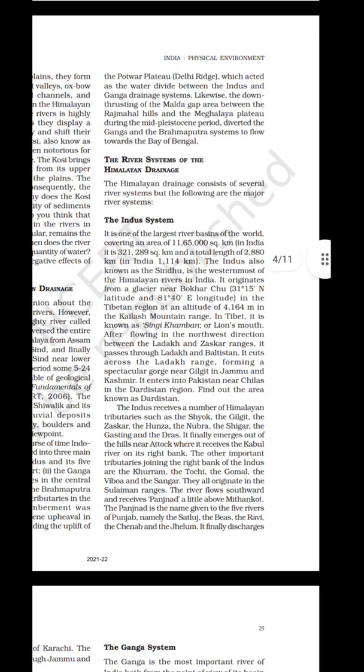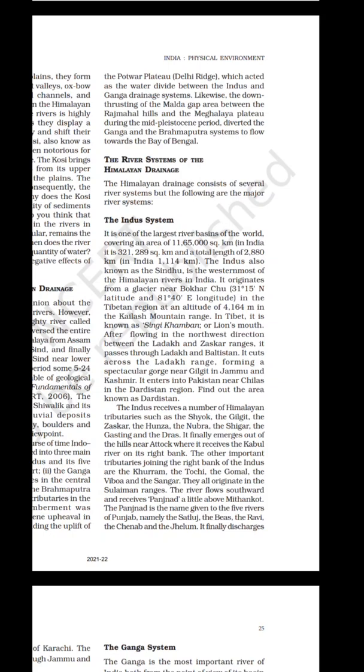It finally emerges out of the hills near Attock, where it receives the Kabul River on its right bank. The other important tributaries joining the right bank of the Indus are the Kurram, the Tochi, the Gomal, the Vaibhava and the Sangar. They all originate in the Suleiman Ranges. The river flows southward and receives Panjnad a little above Mithankot.